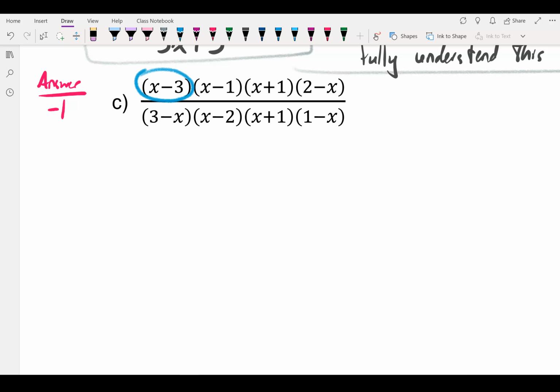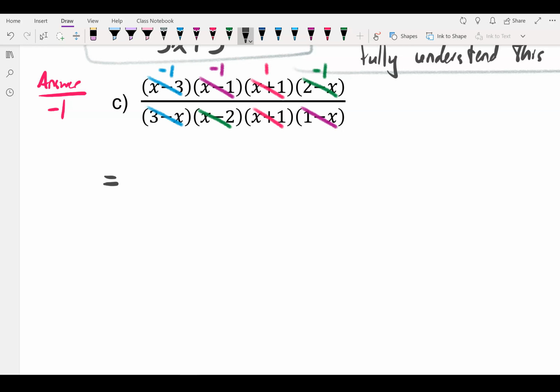Look for x minus 3 on top and bottom. Do you see an x minus 3 on bottom? You might not, but I see a 3 minus x. X minus 3, 3 minus x. They differ only in sign. That's going to pop out a negative 1. Let's move on. X minus 1. I see a 1 minus x on bottom. That's going to give me a negative 1. What about x plus 1? I see that exactly on bottom. That's there and there. That's just going to pop out a 1. And then finally, 2 minus x. I see a x minus 2 on bottom. So that's going to give me a negative 1.